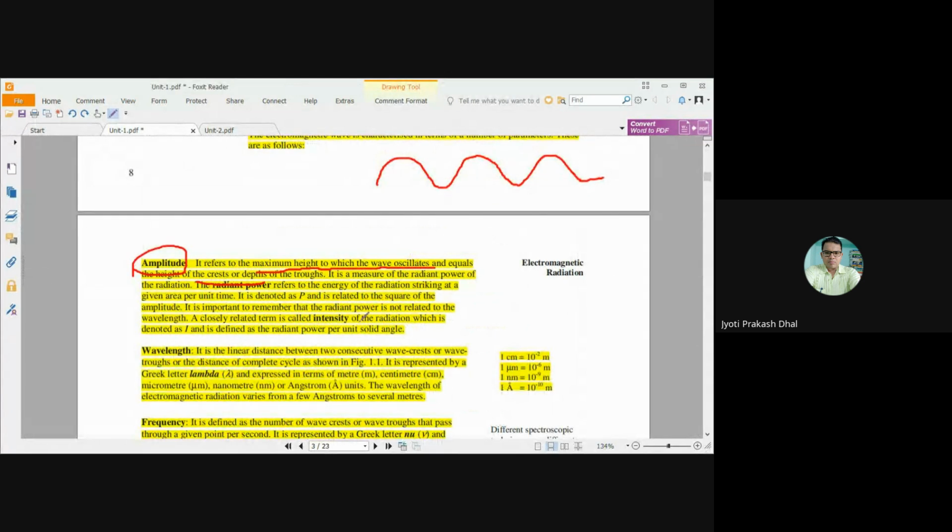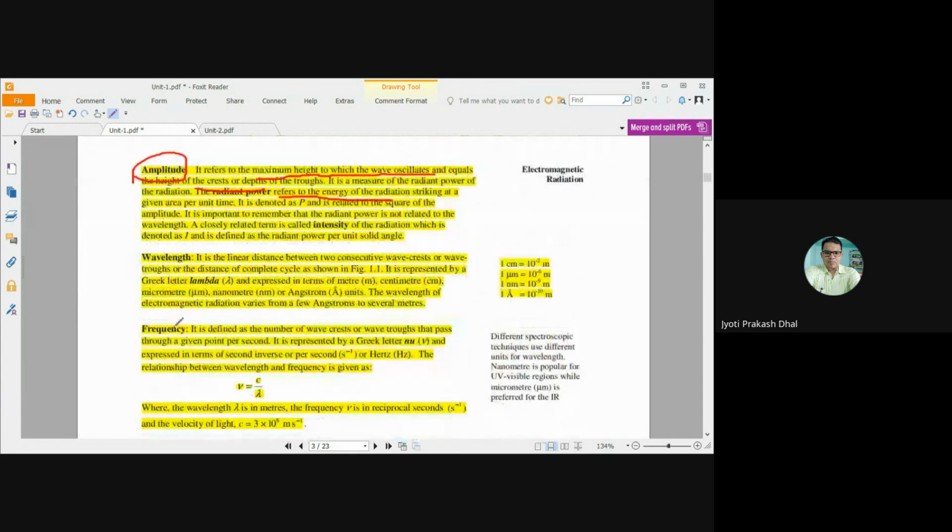It is a measure of the radiant power of the radiation. Radiant power means the energy of the radiation striking a given area per unit time. It is denoted as P and is proportional to the square of its amplitude. It is important to remember that the radiant power is not related to wavelength. It is related to the energy of the wave. A closely related term is the intensity of the radiation, denoted as I, defined as the radiant power per unit solid angle.